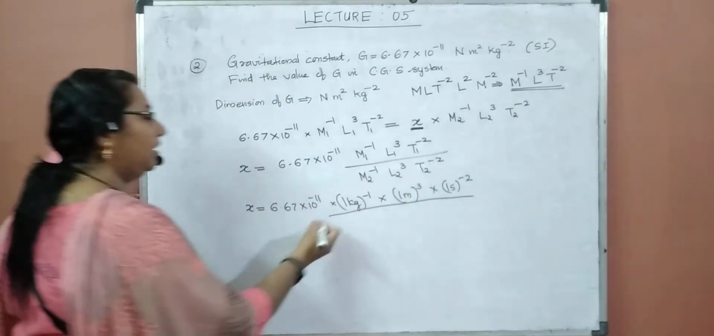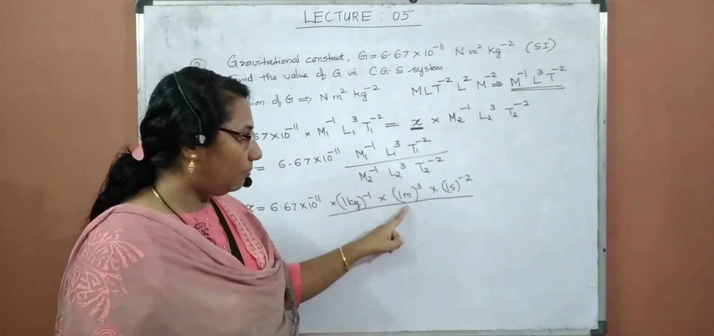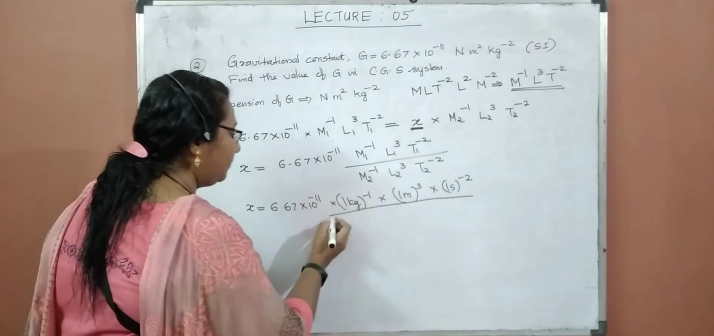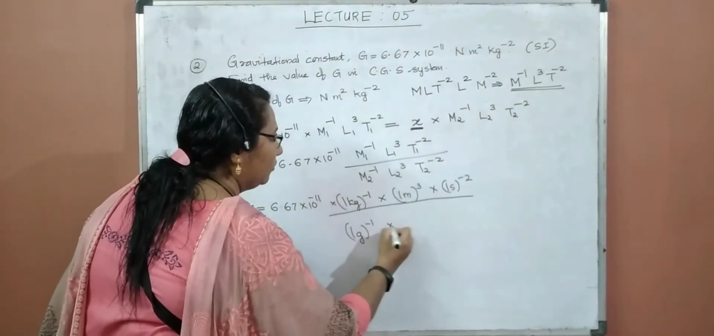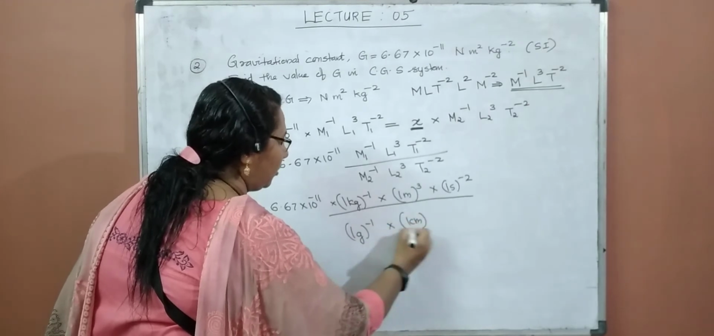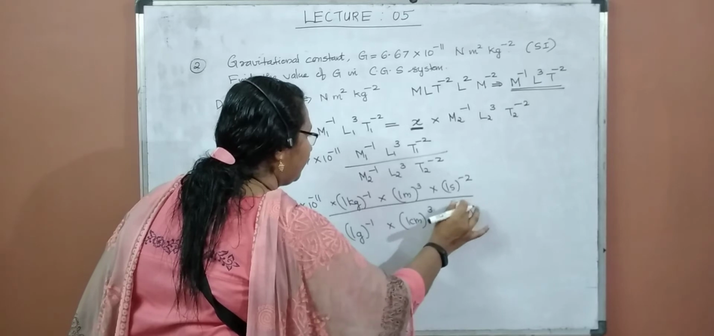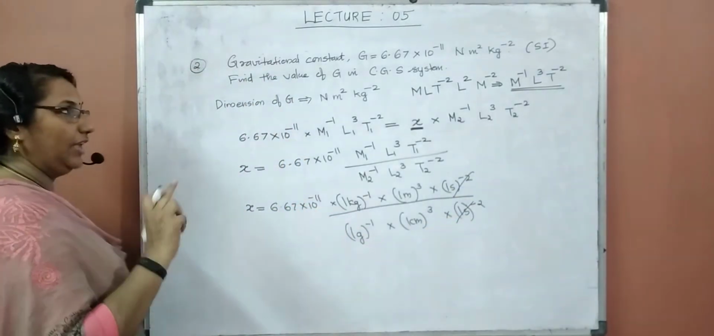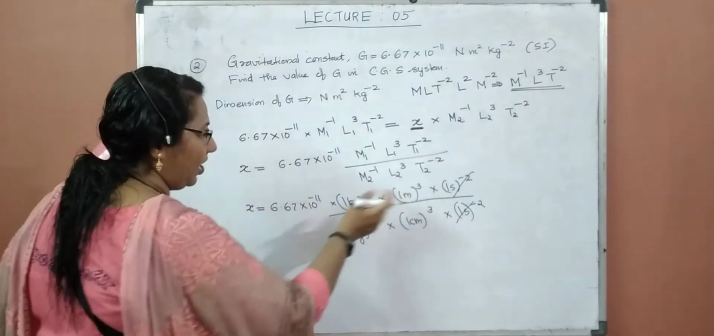In SI system, mass has a unit of kilogram, length has a unit of meter, and time has a unit of second. Whereas in CGS system, M2, 1 gram raised to minus 1, 1 centimeter the whole raised to 3, 1 second raised to minus 2. This may be cancelled. Now, we have to convert from SI to CGS. So, convert these SI values.